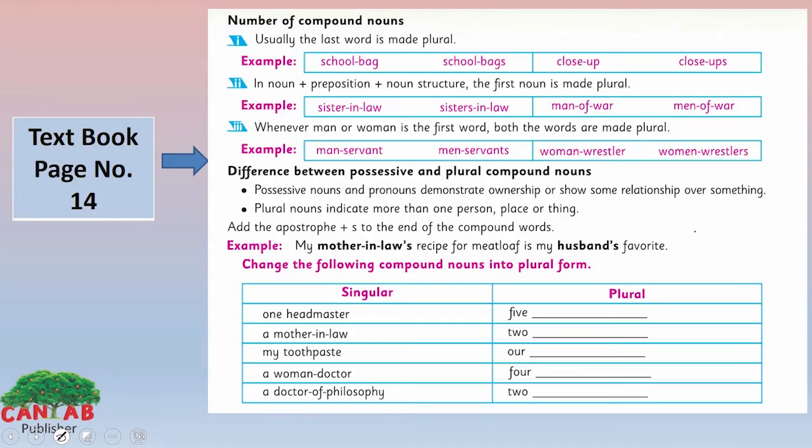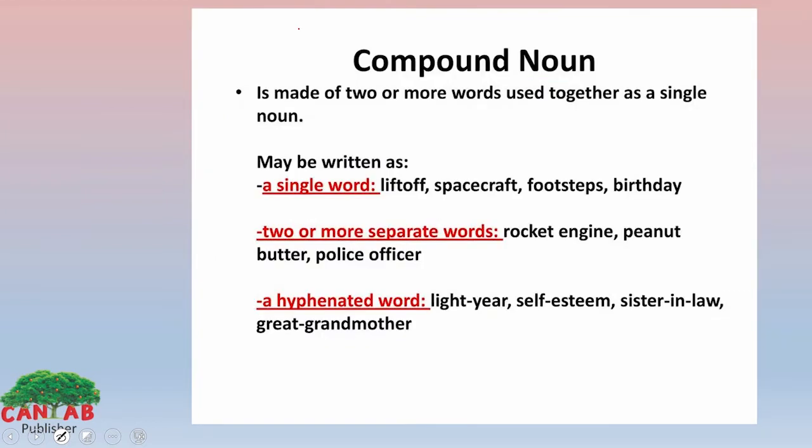Now look here, page number 14 of your textbook. First, we will discuss compound nouns. What are compound nouns? I hope you have learned about compound nouns in your previous class too. Let's discuss what compound nouns are first. Look at the example of a compound noun here. A compound noun is made of two or more words used together as a single noun.